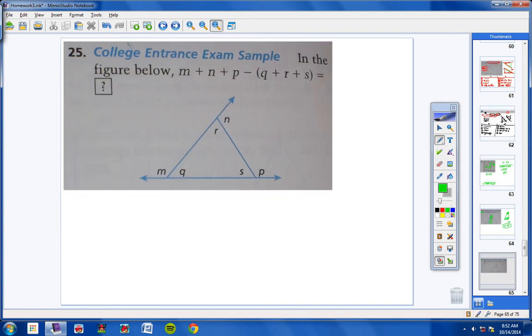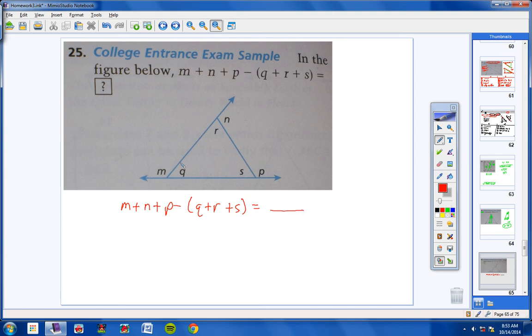All right, last problem, and we're finally done. This is going to be really, really interesting, so watch carefully. Please watch what I do here, students. Very important. We can do this. It's a very tough problem. Watch carefully, okay? They give to us m plus n plus p minus q plus r plus s equals blank. All right, now watch carefully what I do.